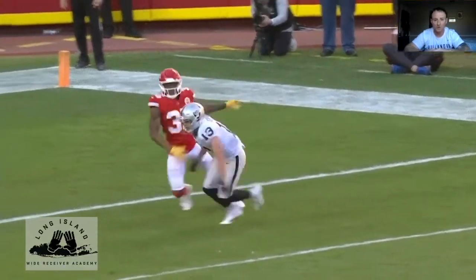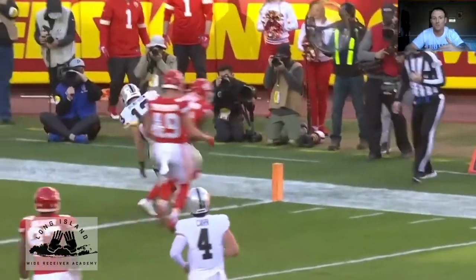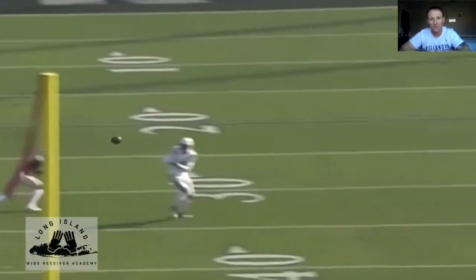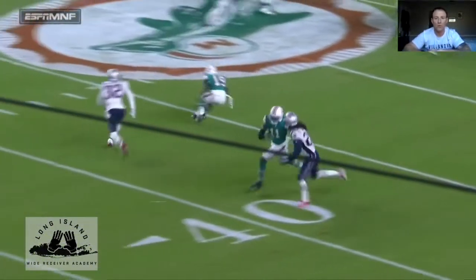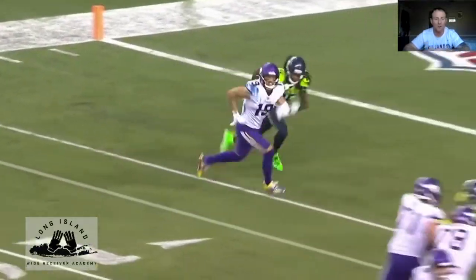Routes change, breaks really stay the same. You guys have heard that a million times. There are times for working different tempos, but more times than not, less is more, especially at the high school level. Make your cover defender chase you with aggressive body language, full strides, prior to shutting it down without providing an indicator.